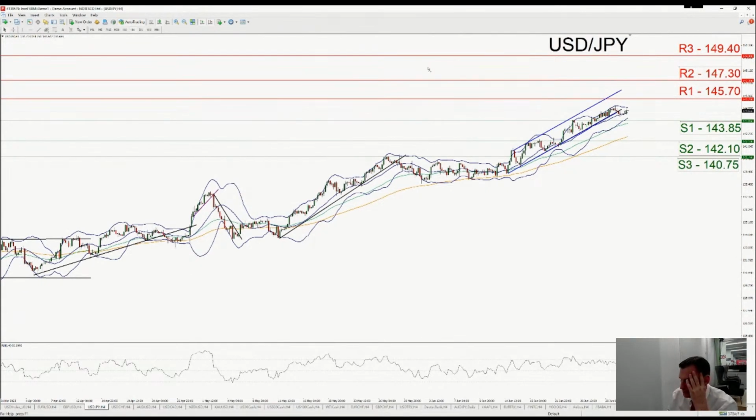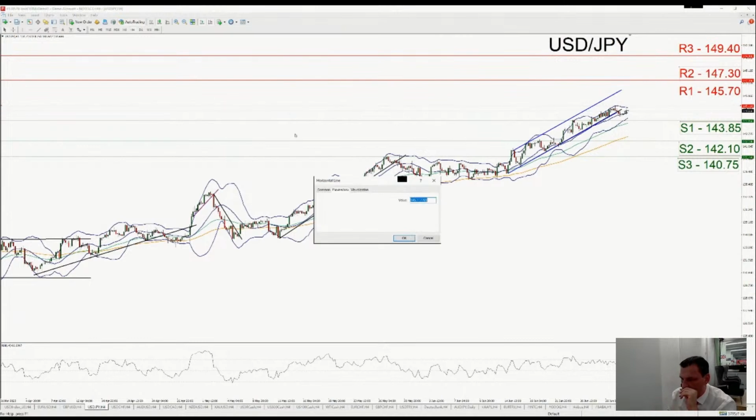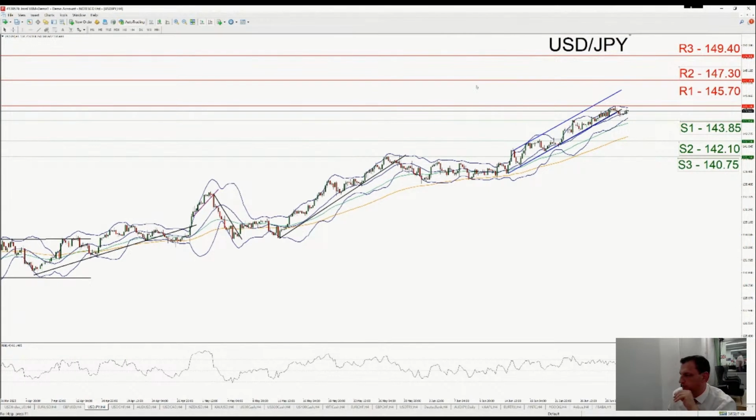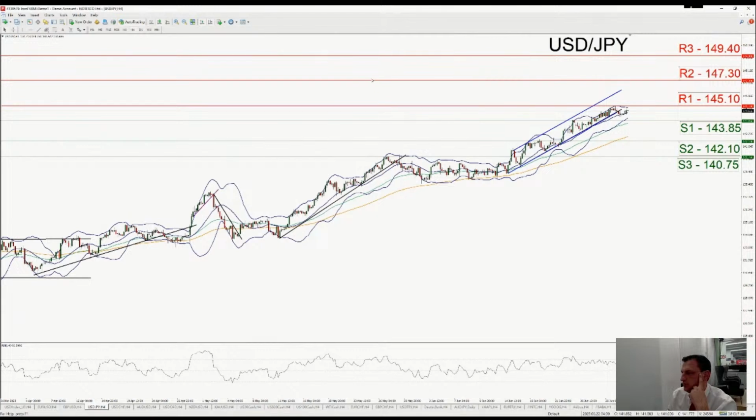Definitely the R1 has to be lowered, as we have a peak here, which is interesting, and it's the level at which the pair has hit the ceiling. That would be the 145.10. And I'm keeping the rest.